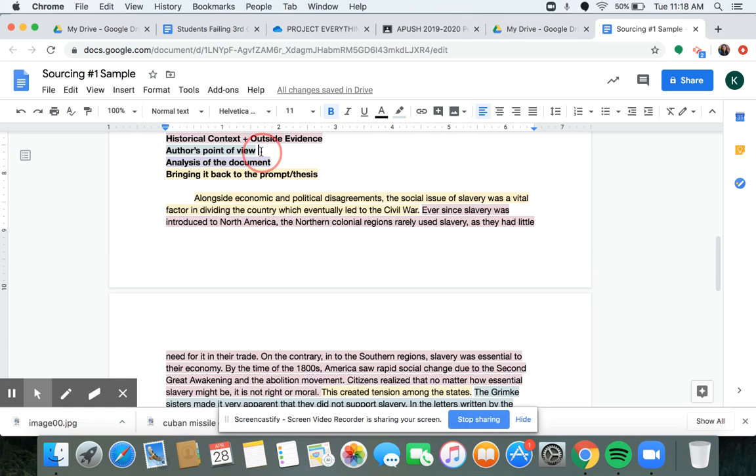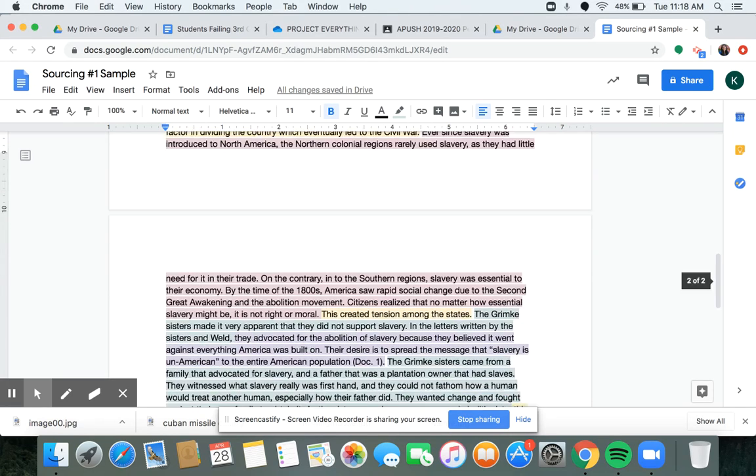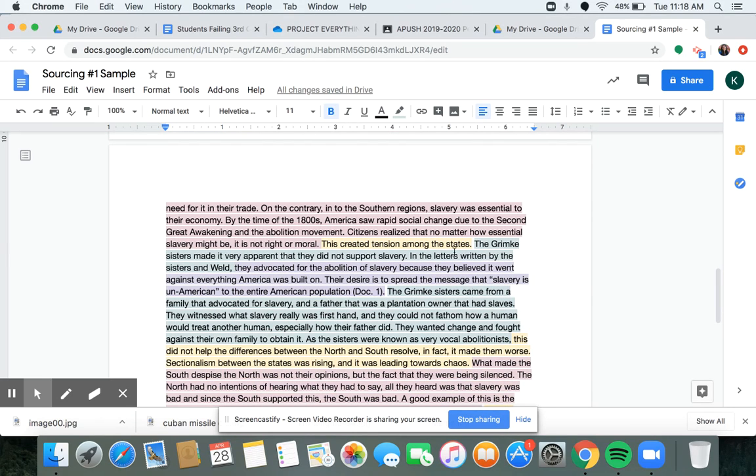The blue is unique to only sourcing. Talking about the author, mentioning them by name. If you know who the author is, awesome, put in that information. If you don't know who the author is, you have to look in the document. What is the author's point of view? You can see a lot of blue here because your classmate knew who the authors were. So they definitely brought a lot of information in there.